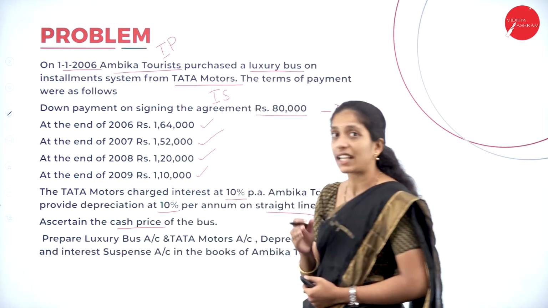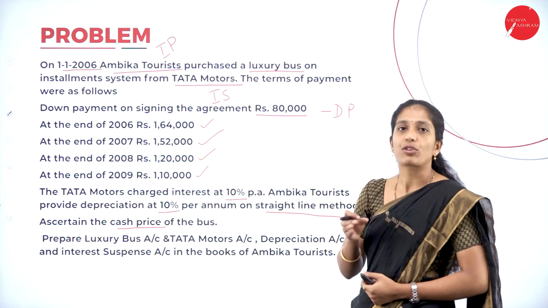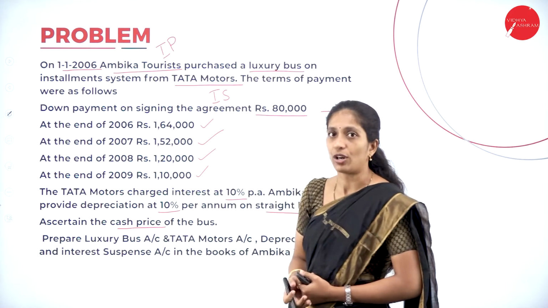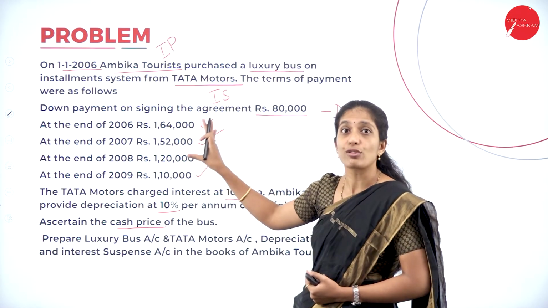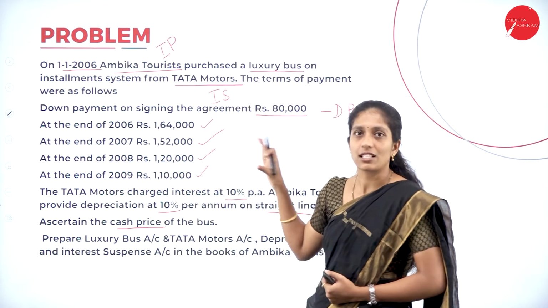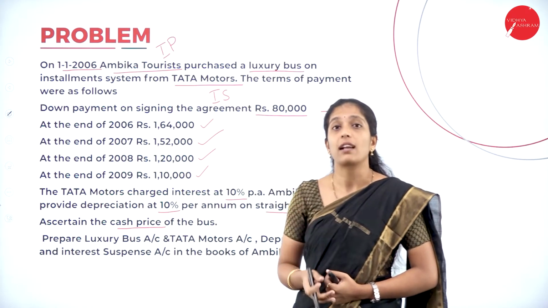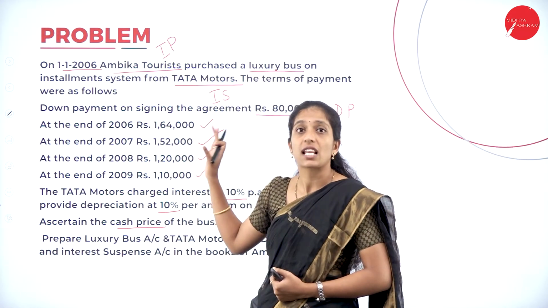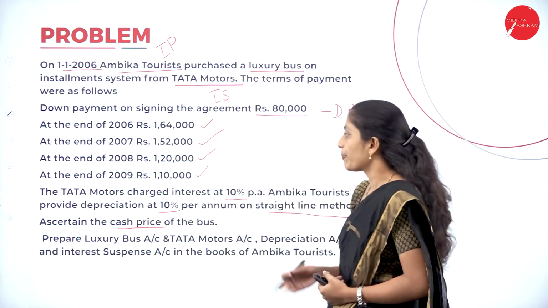So we don't know what is the cash price of the bus. First we have to calculate the cash price of the bus from these installment amounts. Now, this installment amount includes interest also. Clear? Whenever they give this type of problem where we have to calculate the cash price of the asset, it means that this installment amount is inclusive of interest.